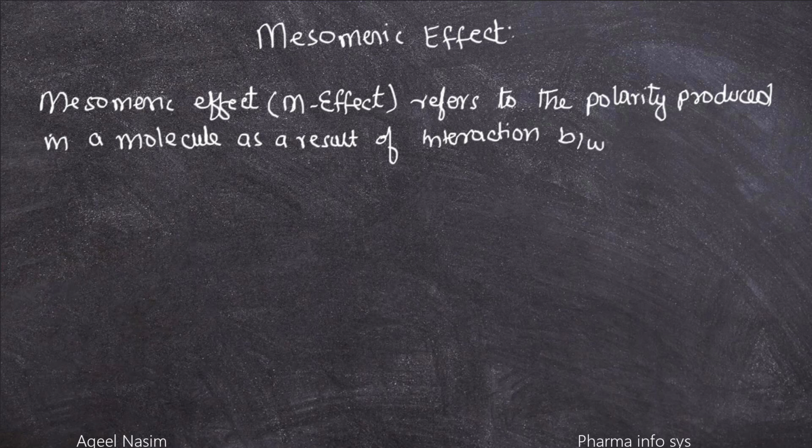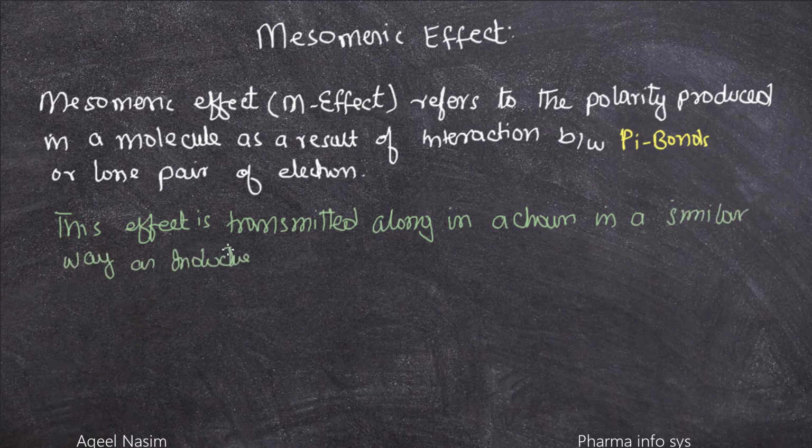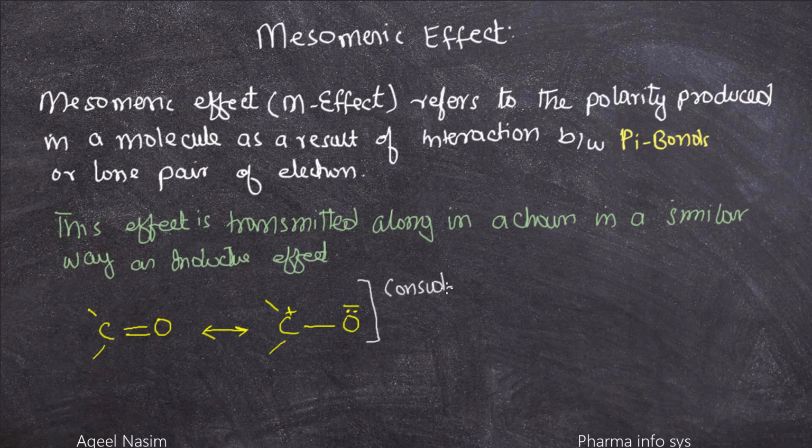Mesomeric effect, or M effect, refers to the polarity produced in a molecule as a result of interaction between pi bonds. You must understand that this effect can only be seen in pi bonds. So, bonds containing only sigma bonds don't have a mesomeric effect. This effect is transmitted along a chain in a similar way as the inductive effect does.